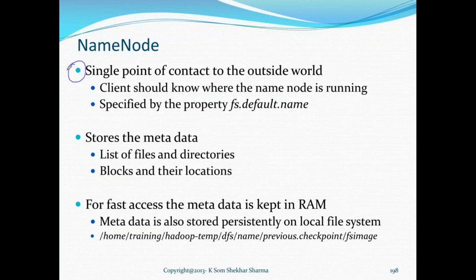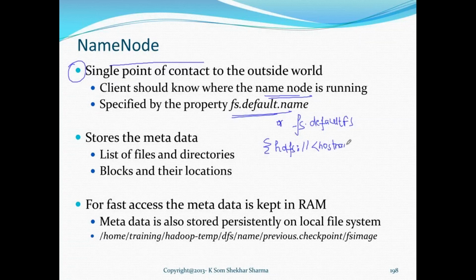Now, the name node is your single point of contact to the outside world. Single point of contact basically means that whomsoever is performing the operation should know where the name node is running. It is specified by the property fs.default.name. If you open that, it will show you something like hdfs://your-hostname:54310. What does it mean?